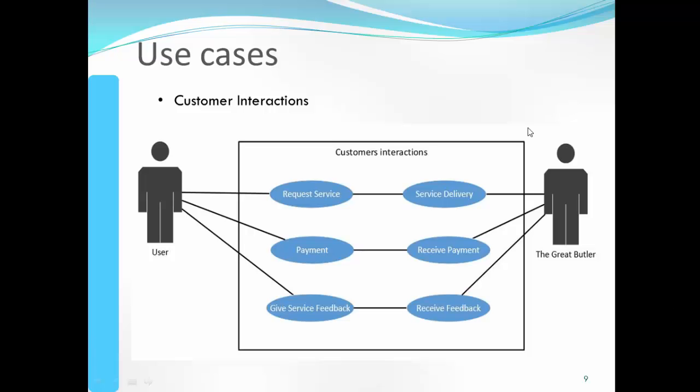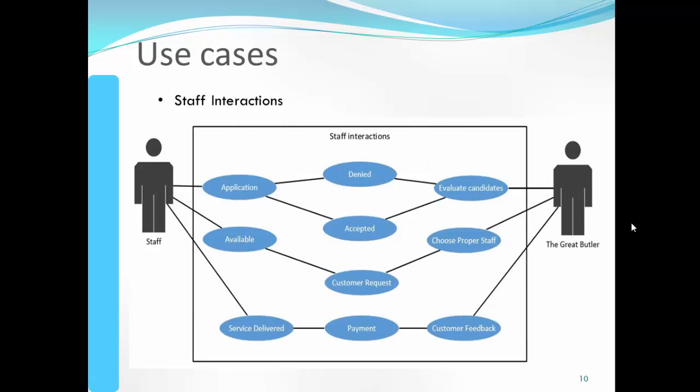The service can now be delivered in the customer's house, and the process ends when the company receives the customer's feedback. The use cases diagram purpose is to show how the entities interact with each other. Here, in the customer's interaction, we can see that the customer interacts with the company in 3 ways: to request a service, to pay for it, and after that, to give feedback to the company about the service. Now we'll show how the staff interacts with the company.